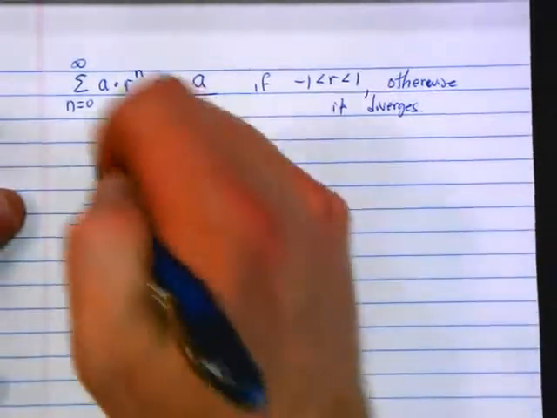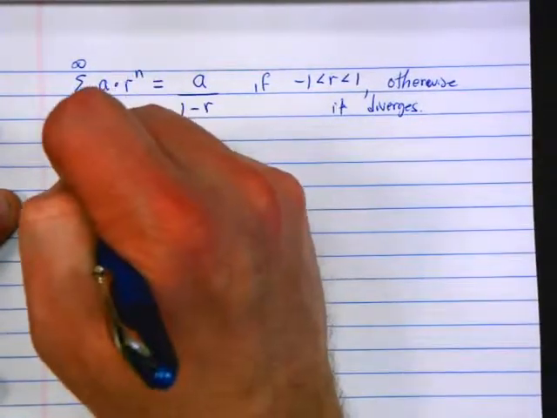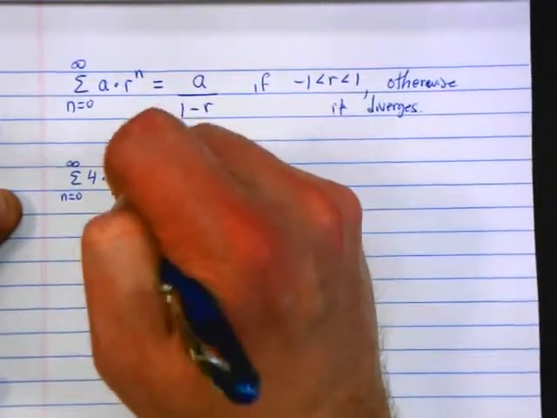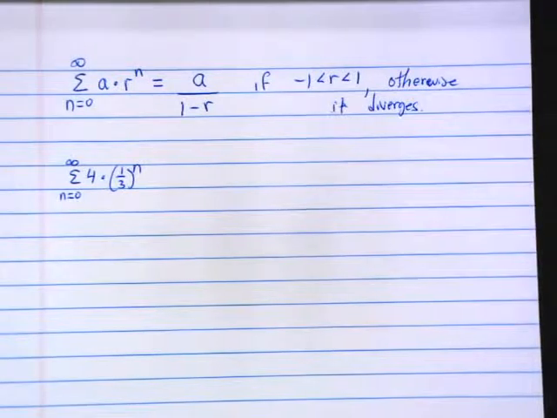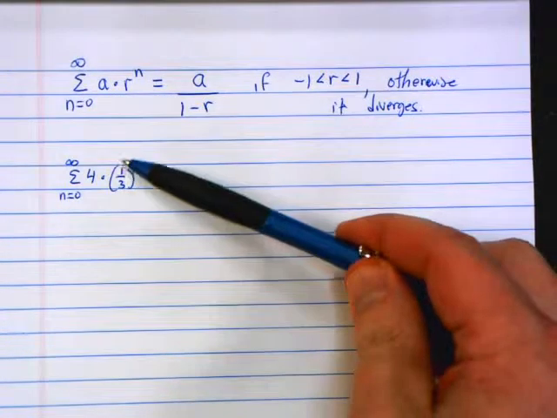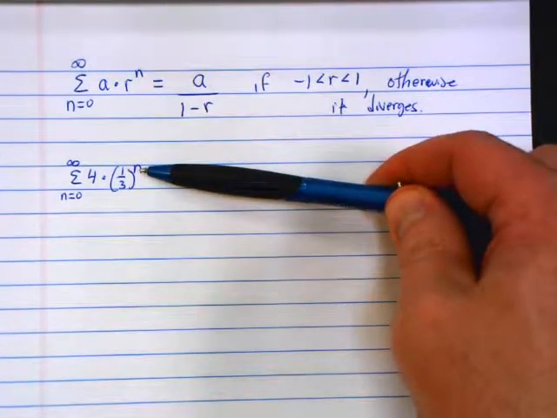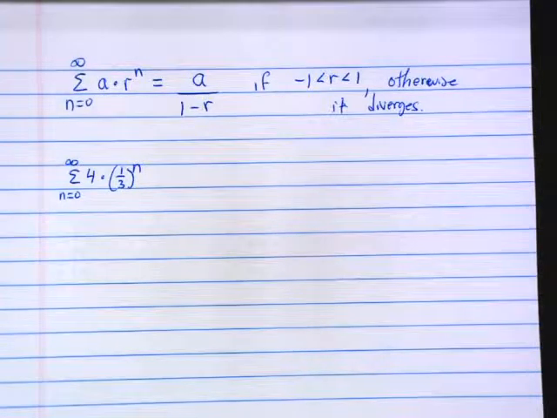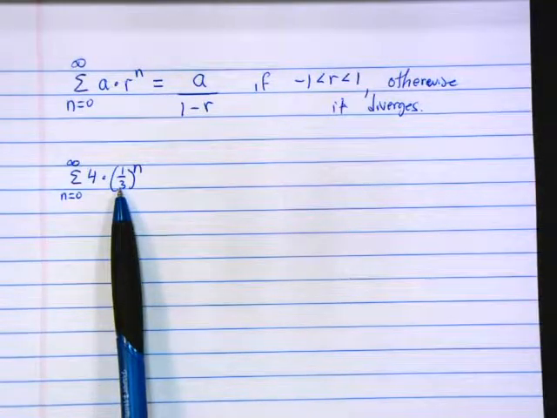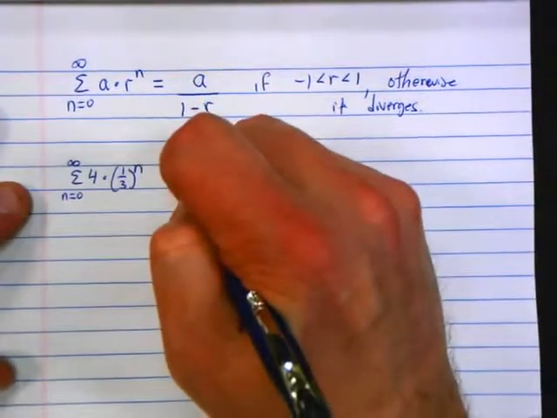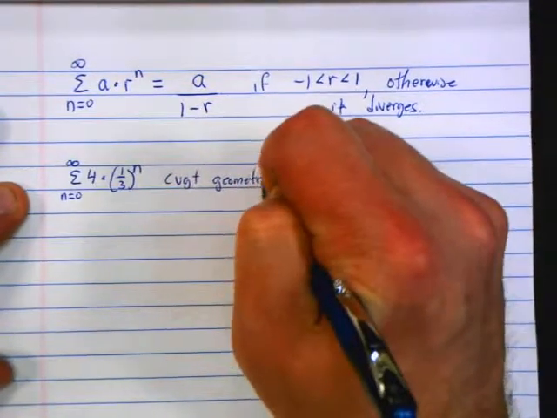All right, so I might ask you, what's the sum from n equals 0 to infinity of 4 times 1/3 to the n? What you would need to do is look at that and first recognize it as geometric. What tells you that that's geometric? It has something to the n. That's geometric. Does that series converge or does that series diverge? It converges. Why does it converge? Because that r number is between negative 1 and 1. So your answer would be convergent geometric series.